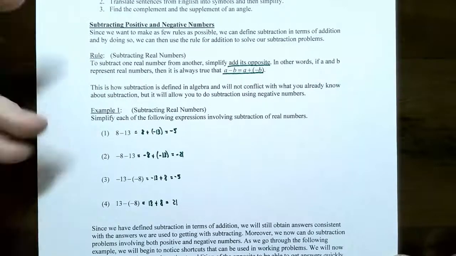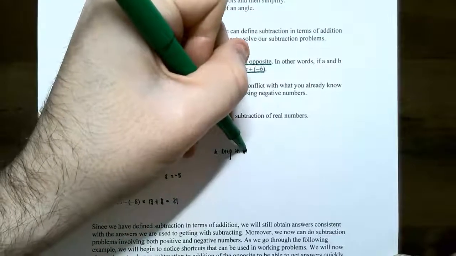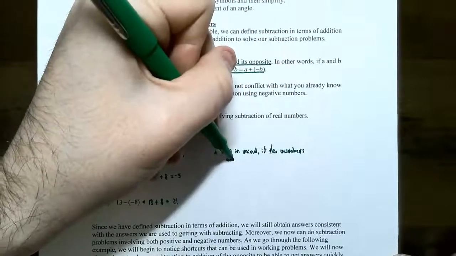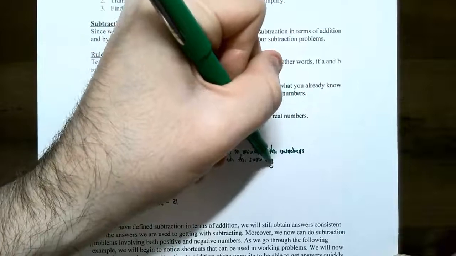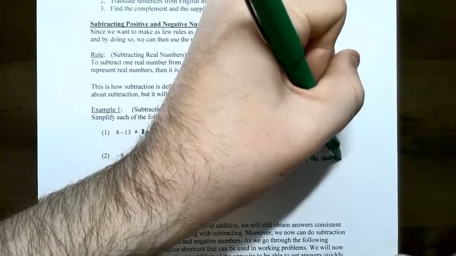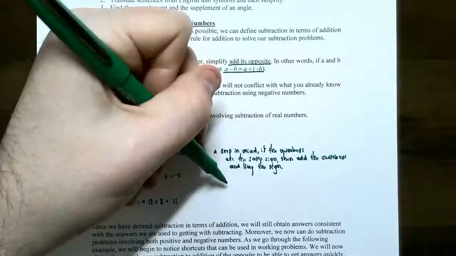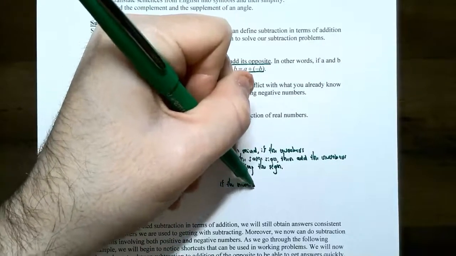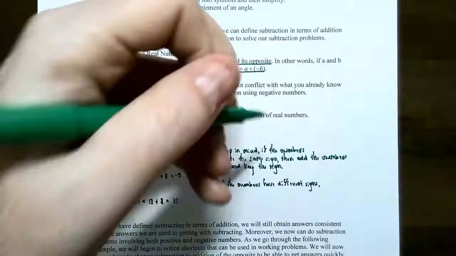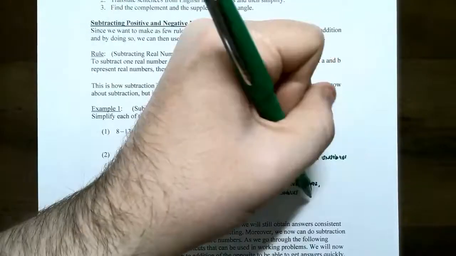In each of these four problems, we are using the same rules as we did in the last section. So keep in mind, if the numbers are the same sign, then add the numbers and keep the sign. On the other hand, if the numbers have different signs, then subtract the numbers and keep the sign of the larger number.